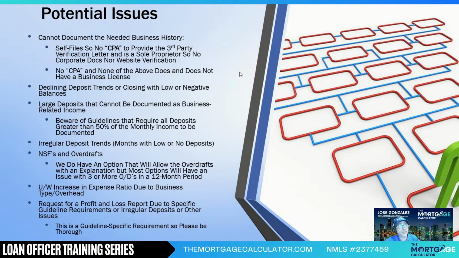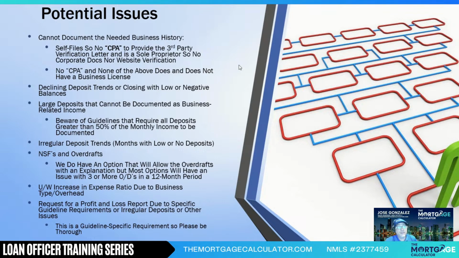Now, what are some of the potential issues for this? Well, let's touch on some bullet points here. One potential issue in your bank statement loan, as you're interviewing the customer or reviewing documentation, is that the customer cannot document the needed business history. This would probably be one you'd find out during the initial review, the phone call, when you're asking them how long they've been in business, what type of business, if they're an entity, if they have a business license, all these things that could prove self-employment.